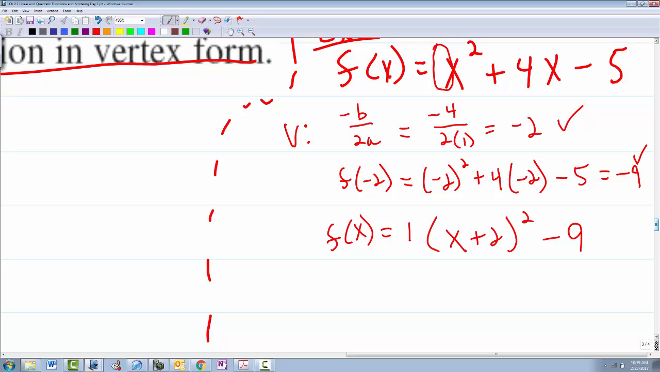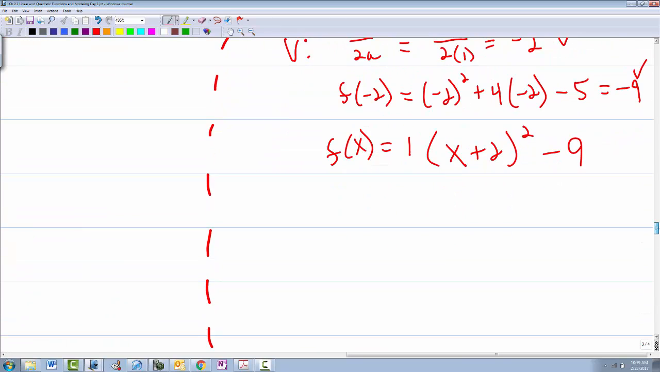All right, but anyway, now let's do this a different way. Let's see how much room I have. Oh, I have so much room. So that's one way to get the vertex form. Another way is a way you're going to be responsible for. So what was it? x squared plus 4x minus 5?